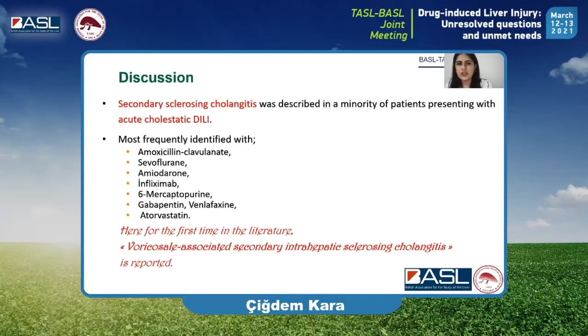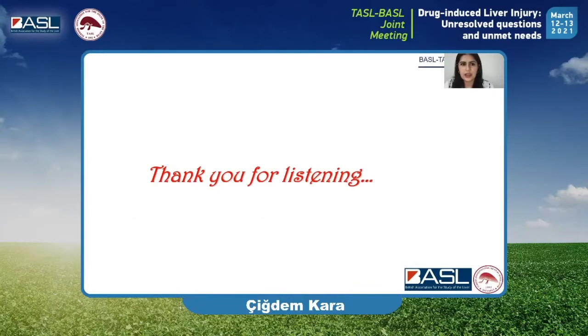Secondary sclerosing cholangitis was described in a minority of patients with acute cholestatic DILI, most frequently identified with amoxicillin, sevoflurane, amiodarone, infliximab, 6-mercaptopurine, gabapentin, venlafaxine, atorvastatin. Here, for the first time in the literature, voriconazole-associated secondary intrahepatic sclerosing cholangitis is reported. Thank you for listening.